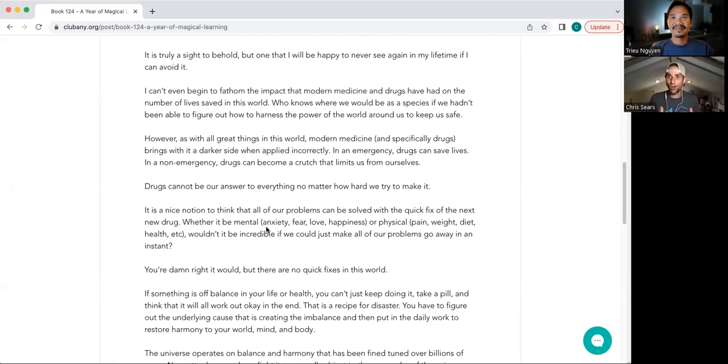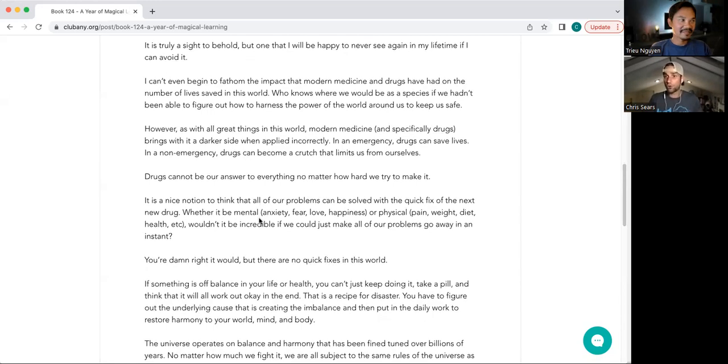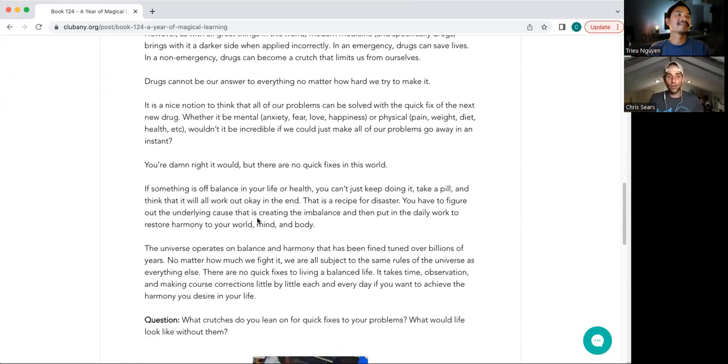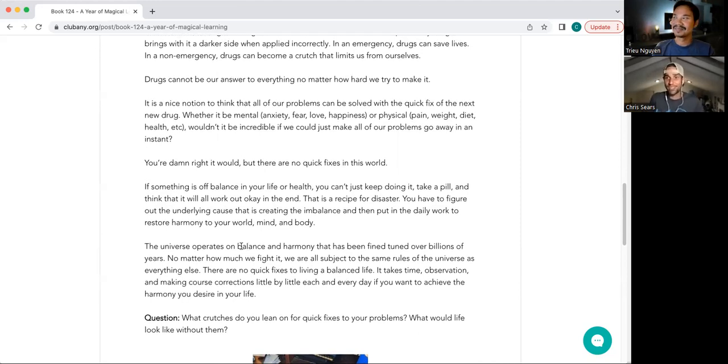It doesn't work on a pill all the time to counteract something else, because you have no idea what other cascading downstream effects are going to happen by doing those things long term, if you don't address what's actually going on. So that was what this book really made me think about: there are no quick fixes to life. There are no quick fixes to living a balanced life. That is the title of this. You've got to put in the time, and you've got to do the work. Point blank, period.